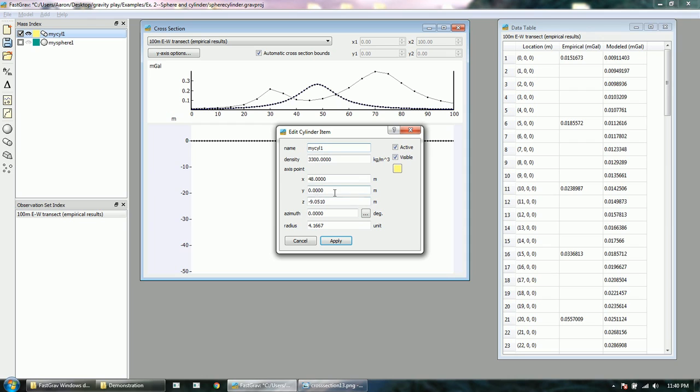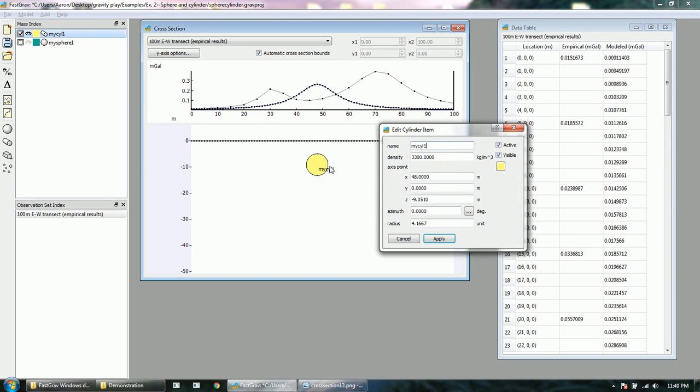And we've got y equals 0, which means that the cylinder's axis point right now is directly under the transect. We've also got azimuth equals 0 degrees, which means the cylinder is perpendicular to our transect. You can see that graphically in the cross-section because we've got a circular graphic representing this cylinder.